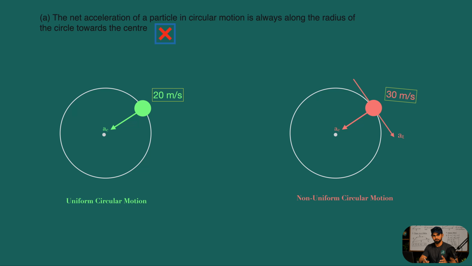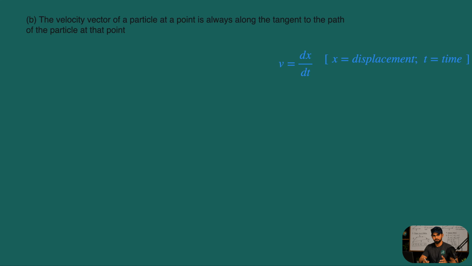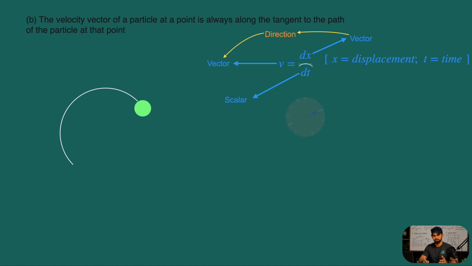Now let's solve statement B. The statement says, the velocity vector of a particle at a point is always along the tangent to the path of the particle at that point. Here, we need to analyze velocity at a specific instant. We know that velocity v is equal to dx by dt, where x is displacement and t is time. Since time is a scalar quantity with no direction, the direction of velocity is always identical to the direction of displacement. Here, dt means a very small time interval, one that approaches 0.